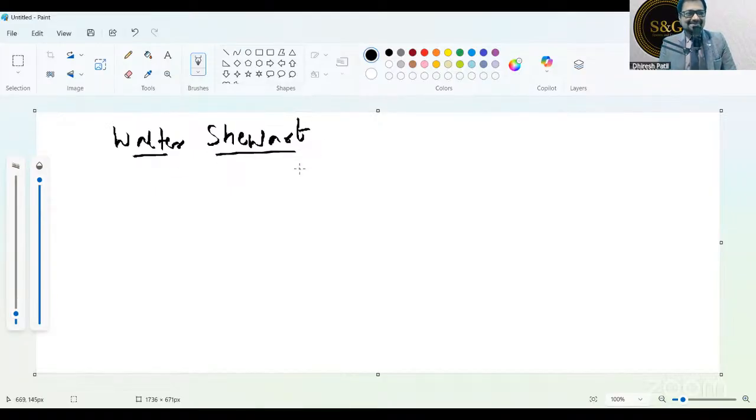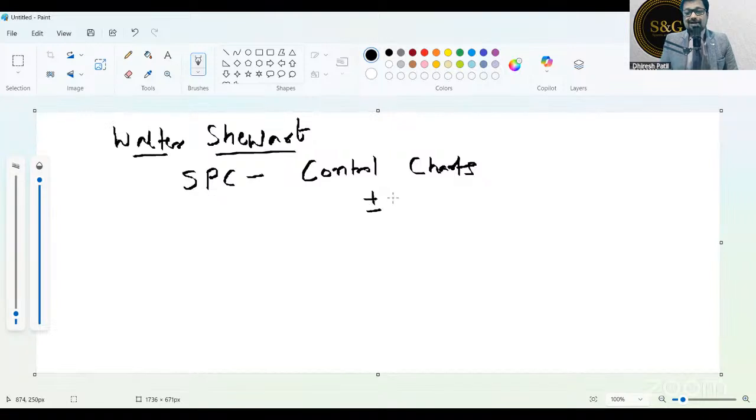Yes, how many of you remember statistical process control charts? Plus and minus 3 standard deviation. If the process is running between plus and minus 3 standard deviation, it is said to be a stable process. The stability control chart was basically done by Walter Shewhart. Remember this. Anyway, coming back.